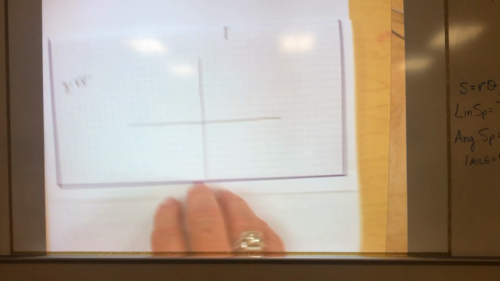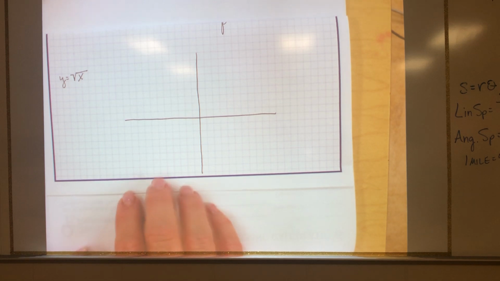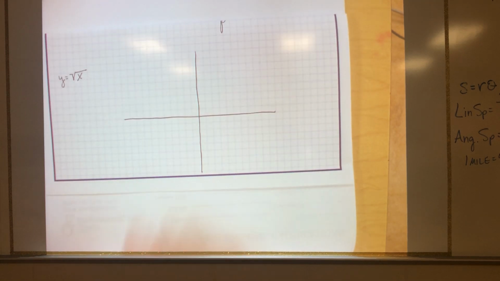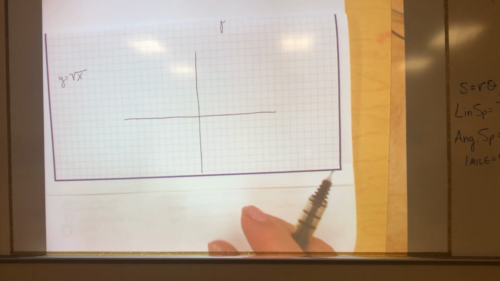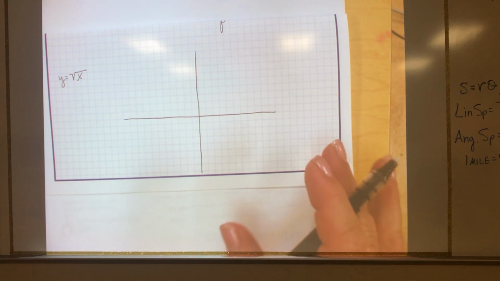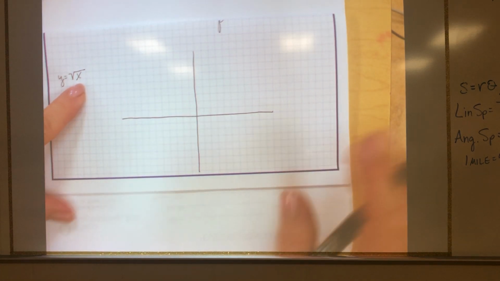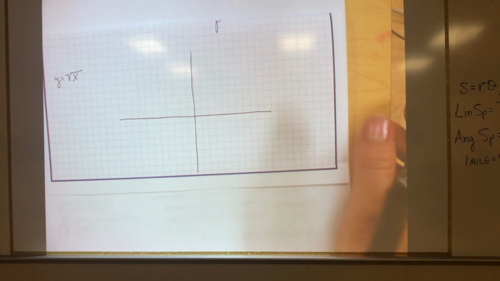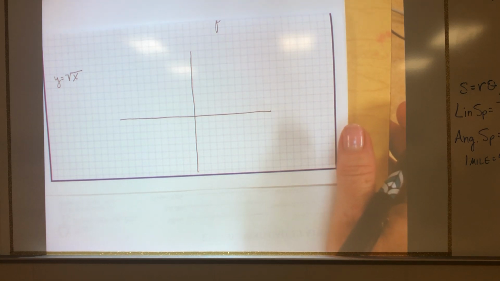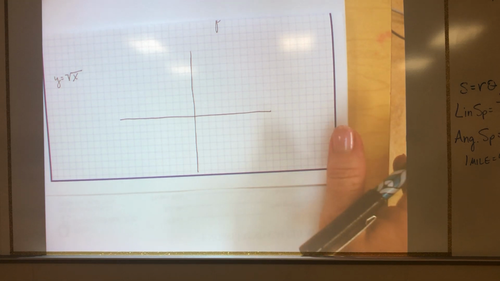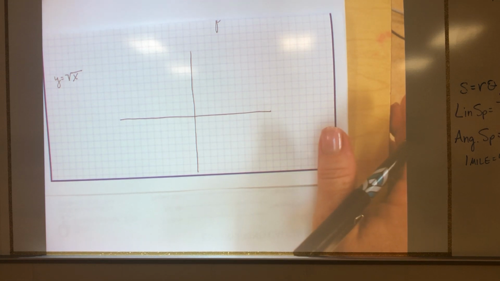I wanna show you what these rules look like on graphs, okay? On graphs that you know about. So this is the square root function, all right? Does anybody remember what the square root function looks like? Was it the one that looks like this? Nope, that's a square, that's a quadratic. What was it?